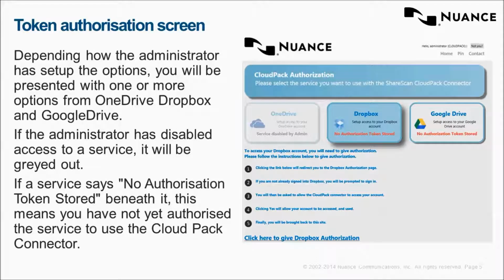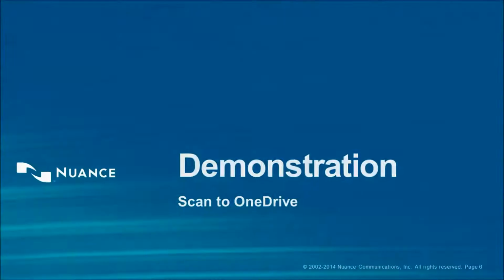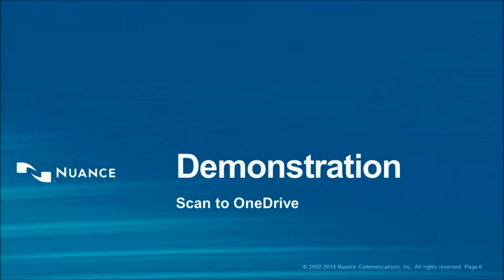We'll just cover quickly the authorization screen. We will see this during the demo, but depending on how the administrator set up the options, you'll be presented with one or more options from OneDrive, Dropbox, and Google Drive. You see those options on the screen there. If the administrator has disabled access to a service, it will be grayed out. In this case, on the right-hand side, you see that the service for OneDrive has been disabled by the administrator. If a service says no authorization stored beneath it, this means you haven't yet authorized the service to use the Cloud Pack connector. You can see that in red on the screenshot, and in fact, we'll see this during the demonstration. So let's move on to a demonstration of Scan to OneDrive.